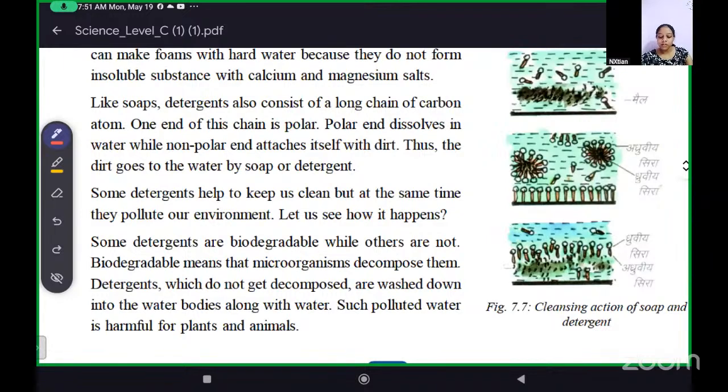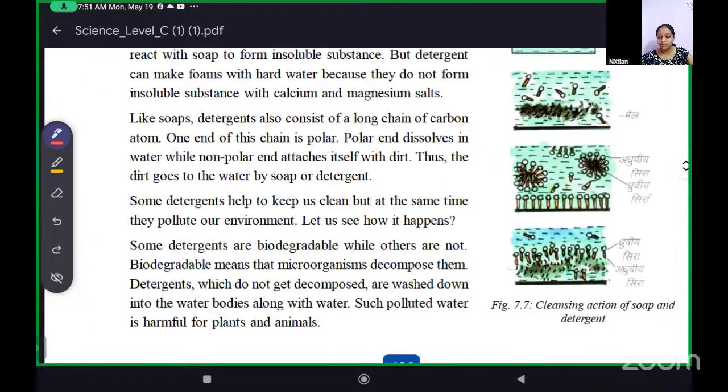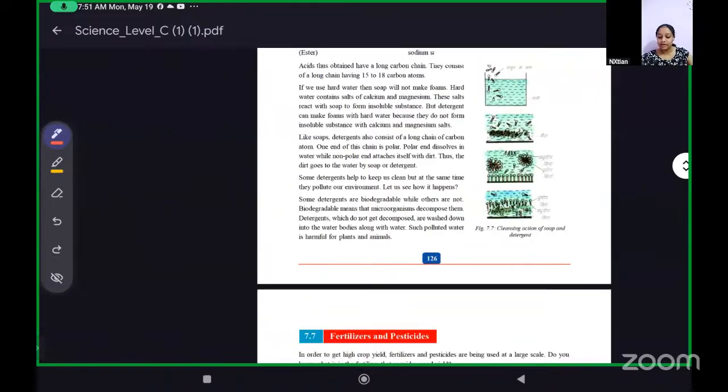Thus the dust goes into the water by soap and detergent. So detergents help to keep us clean, but at the same time they pollute the environment. How? Some detergents are biodegradable while others are not. Biodegradable means that microorganisms decompose them. Non-biodegradable detergents do not get decomposed and are washed down into the water bodies. Such polluted water is harmful for plants and animals.